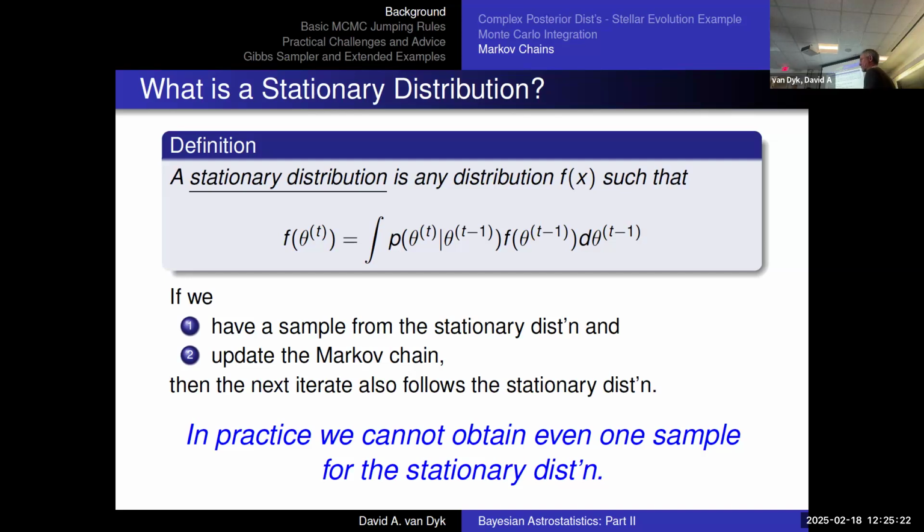So our goal is going to be to find a jumping rule, the Markov chain rule for going from the current value to the next value, such that the stationary distribution is our posterior distribution that we want to sample from. And if we can find a jumping rule so that our posterior distribution is the stationary distribution, that means if I can get one draw from that distribution, just one, I can get as many as I want. Okay. In practice, unfortunately, even one is hard. But if I could get just one, I'd be done.